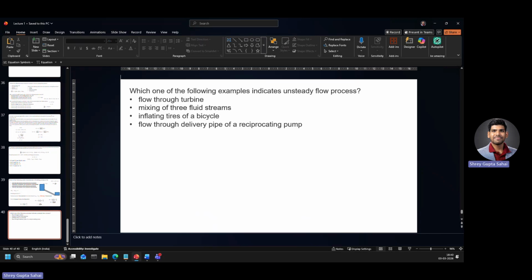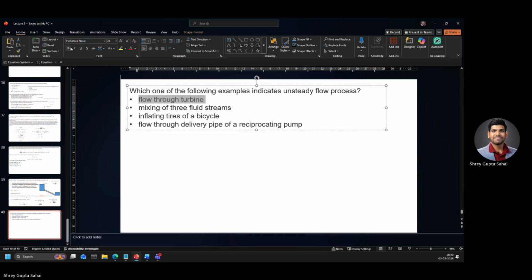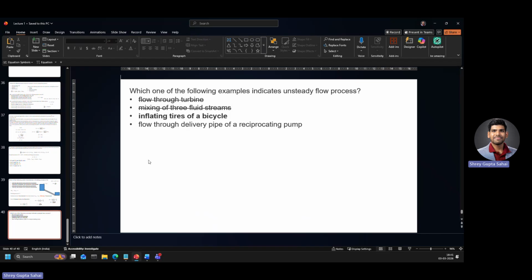Flow through a turbine can be a steady process. You might know that, so this is not the answer. Although the flow through a turbine can also be an unsteady process, we can't say generally. But in general, a turbine can have a steady flow process. Mixing of three fluid streams can also be a steady process. Inflating the tires of a bicycle can never be steady. Why? Because you can't continuously keep on steadily adding air into the tire. There is a mass accumulation that is happening.